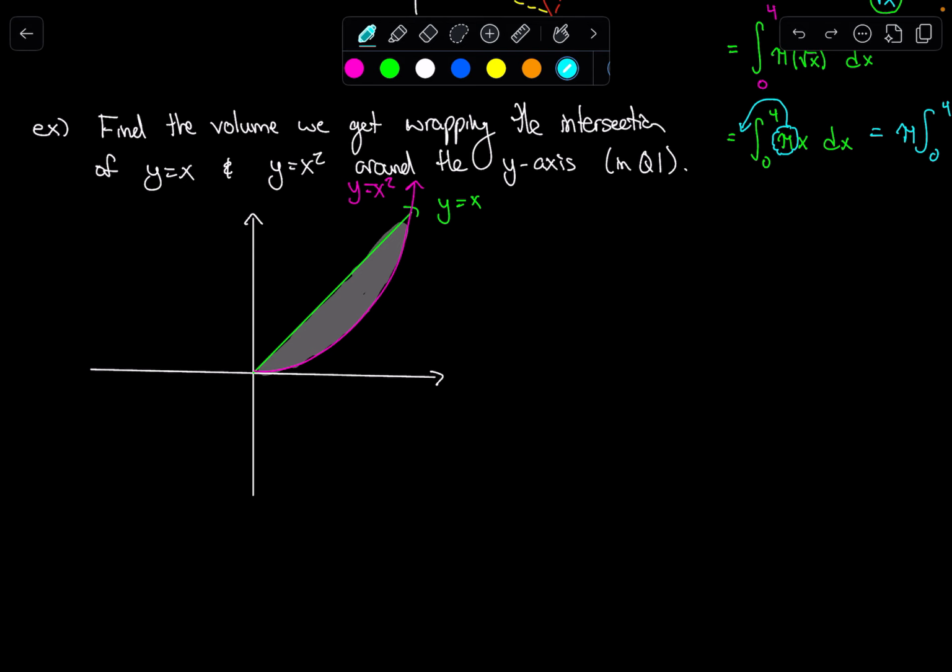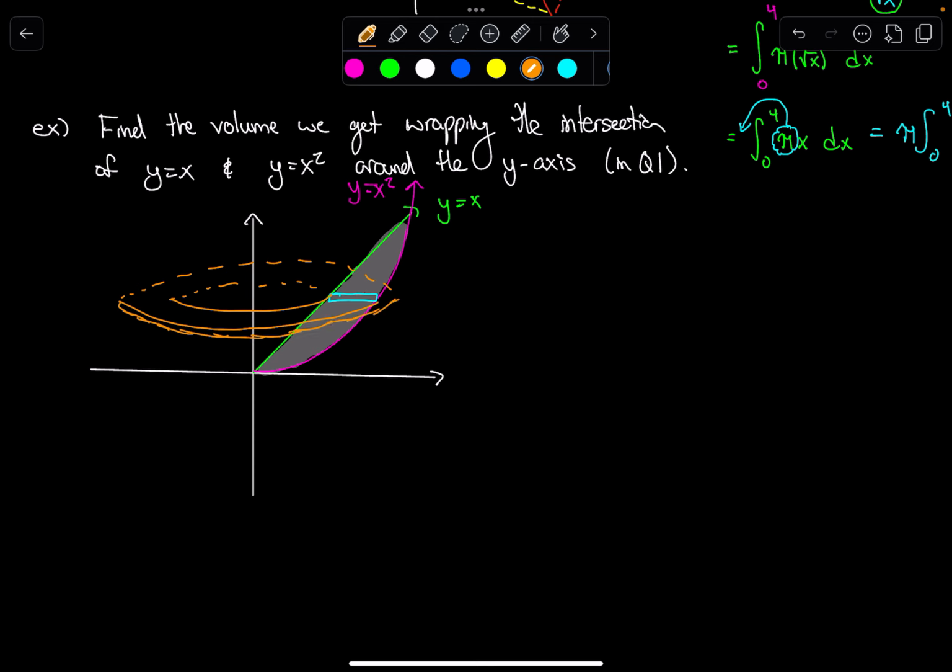But I'm going to say, let's just, for this particular example, take horizontal strips, right? Let's take horizontal strips like this, and let's wrap that around the y-axis. So let's take that and create this sort of shape. Again, another washer, because this is really the method that we want to be practicing right now. And I'll try and make it look as 3D-esque as I can.